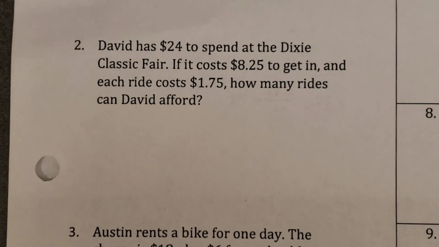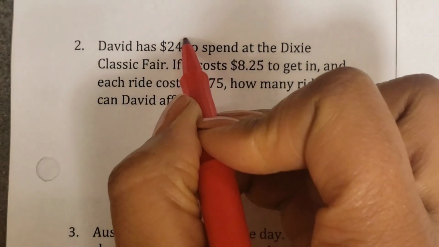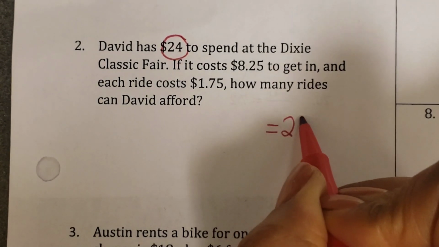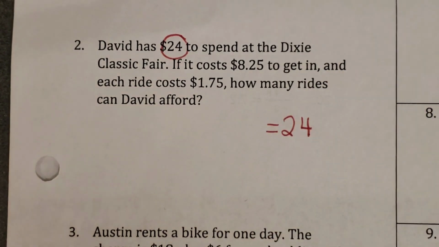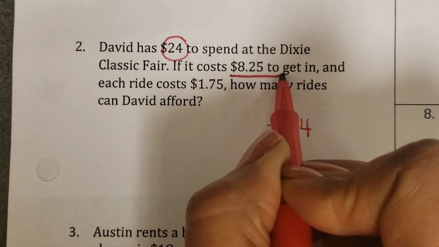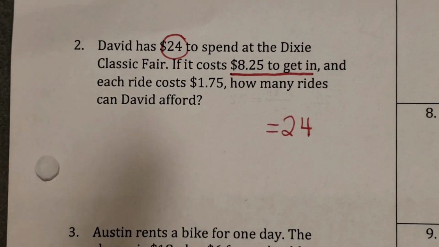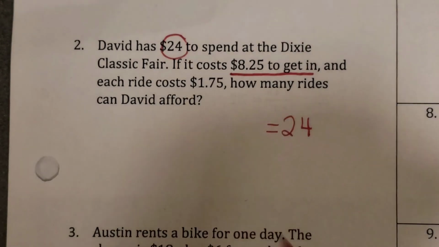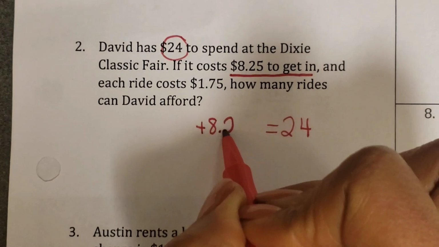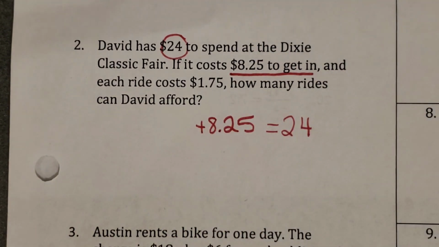All right, well, let's figure out how to set this up properly. So we know that his total is going to be $24. So we know that it's going to have to equal $24 and it can't go above $24. So we know that he's already going to have to pay $8.25. So we're going to have to be subtracting that from the 24, which means in our equation, we're going to put plus $8.25.